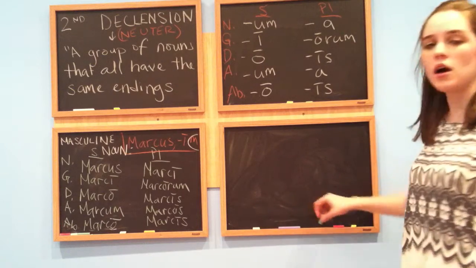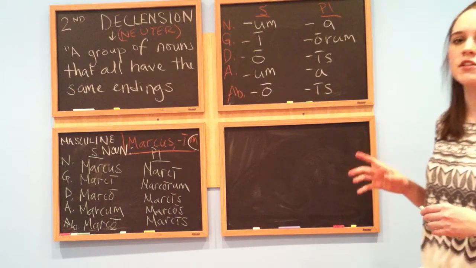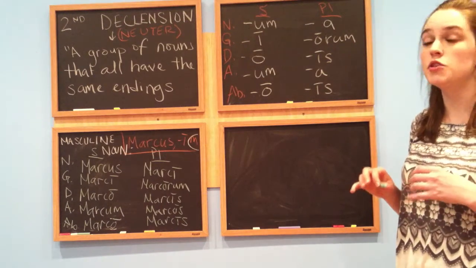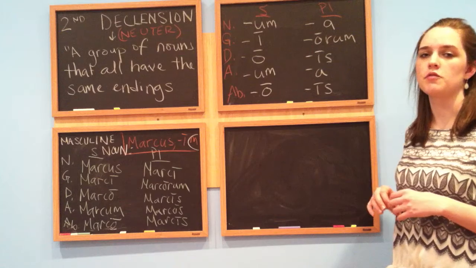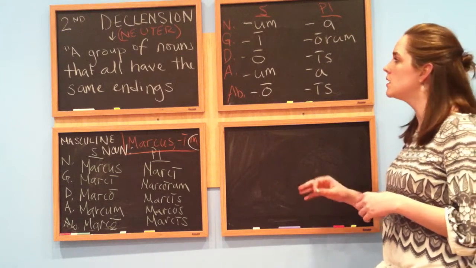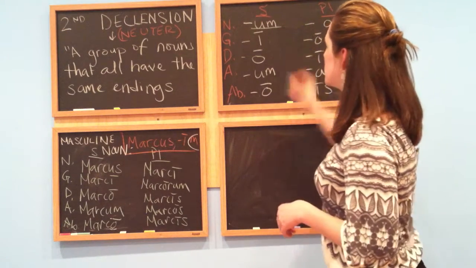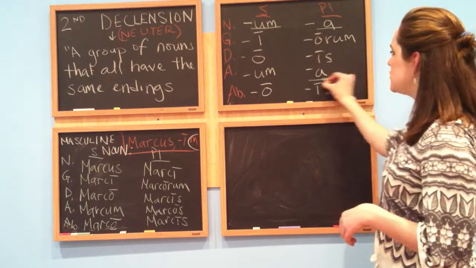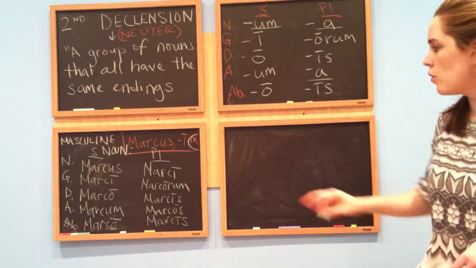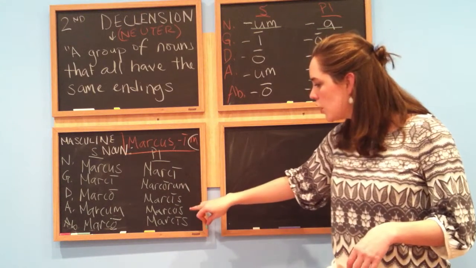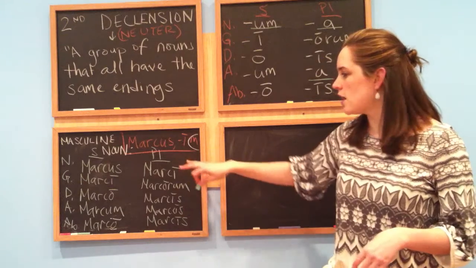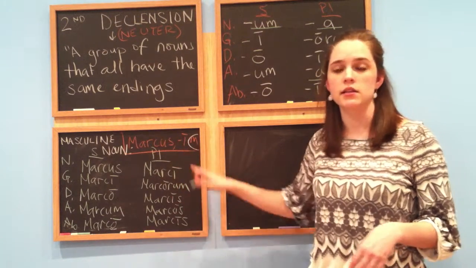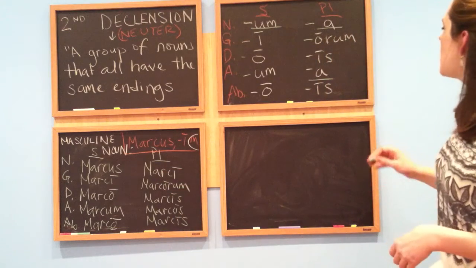Now I'm just going to underline the forms in the neuter that are different from the forms in the masculine. This first one is different. The plural nominative and accusative a's are different. Over here it's i and os, respectively. I left up our declension of Marcus as an example of the masculine second declension nouns.